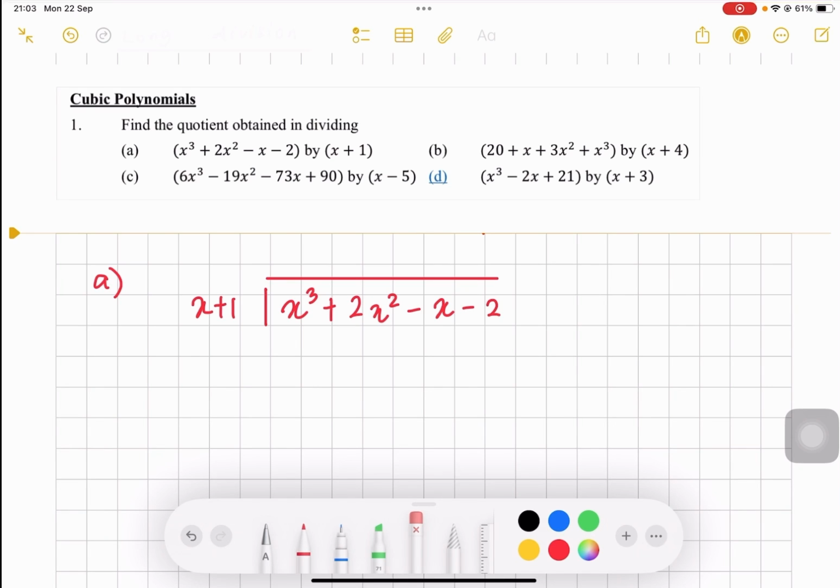Our mission is to eliminate all the big powers. First thing first, I just follow this method. We are going to eliminate x cubed using the divider here. Just focus on the x and x. So x power of 3 divided by x will become 3 minus 1, so x squared. We have to place it on top of the same power, meaning x squared, put it here. Put the quotient on top of the same power, x squared and x squared.